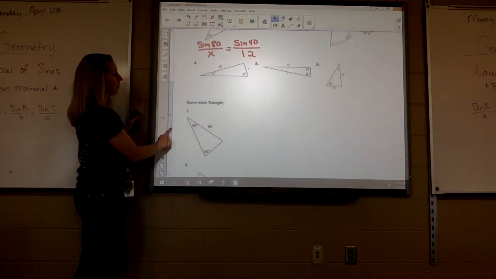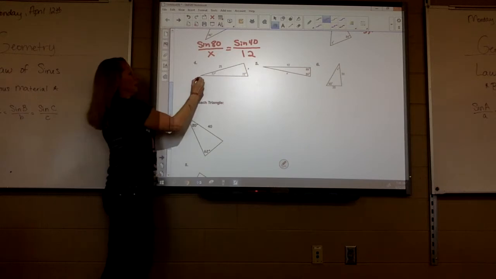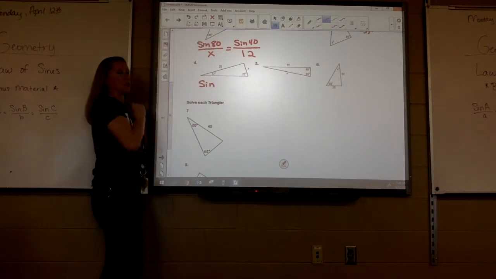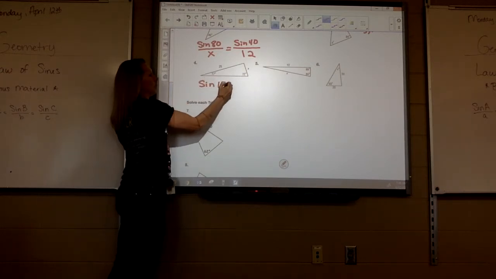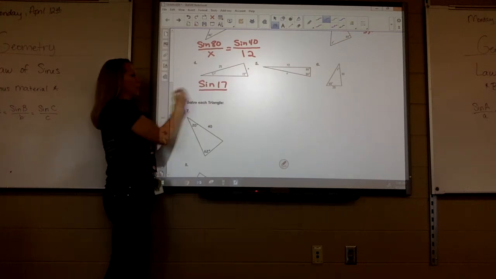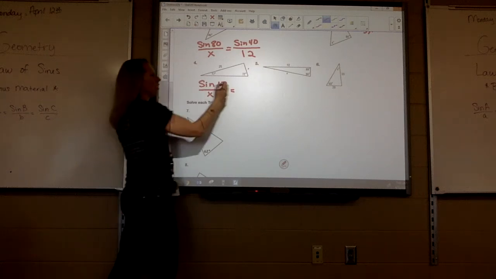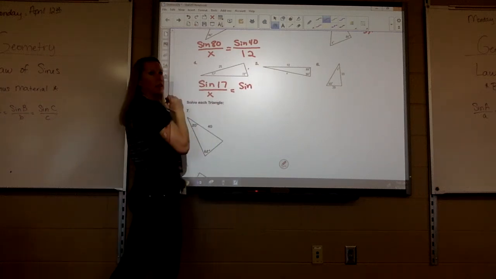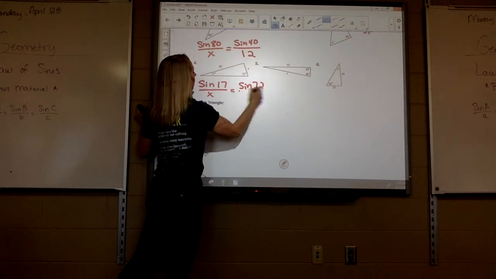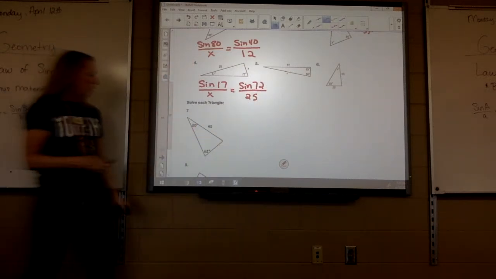Let's look at number 4. So I would do the sine of the angle. So sine, which angle do you want to do first? 17. Sine 17 over, what's the opposite side? X. Equals sine what? 72. Over 25. And then you cross multiply.